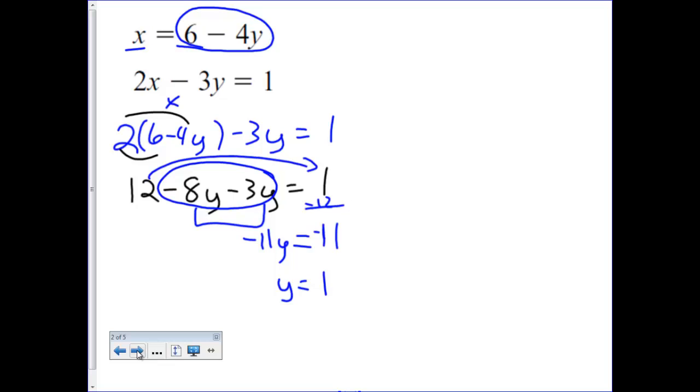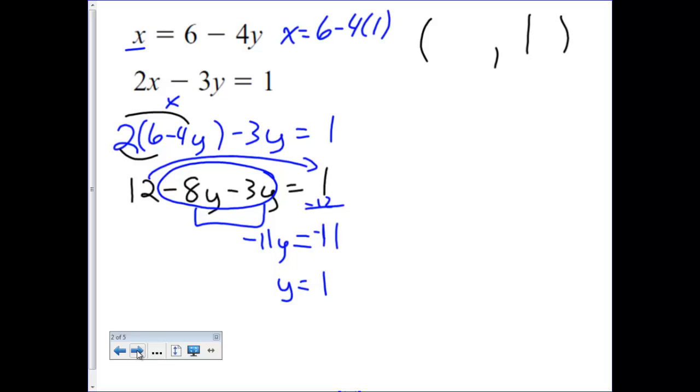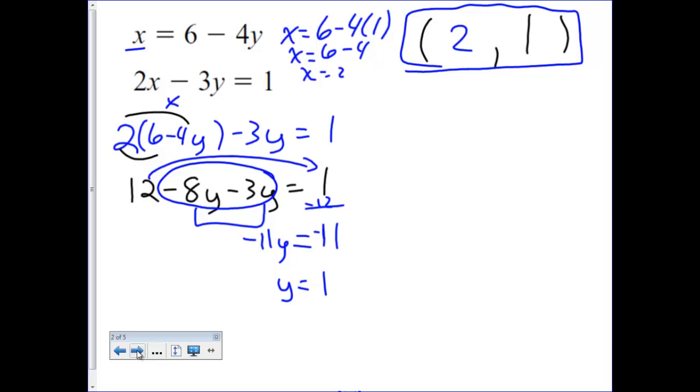We only have half of our solution, so we have a 1 for y. To calculate the value of x, I have to go and substitute 1 back into one of the equations. I'm going to substitute in the top one. So x is going to equal 6 minus 4 times 1. So that's 6. X equals 6 minus 4. X equals 2. Therefore, the other part of my solution is 2. So the solution to this system is 2, 1. 2 for x, 1 for y.